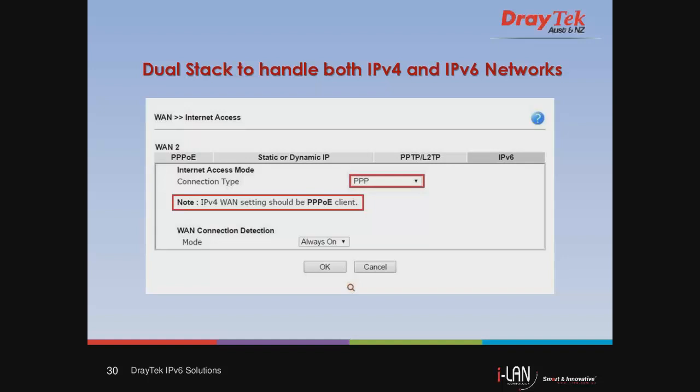An example is IPv6 PPP, which requires a dual stack router to work because the IPv4 WAN setting should be using a PPPoE client, so the ISP can provide an IPv6 address. To use IPv6 PPP, you just need to choose the connection type PPP. No other settings are required from the router.